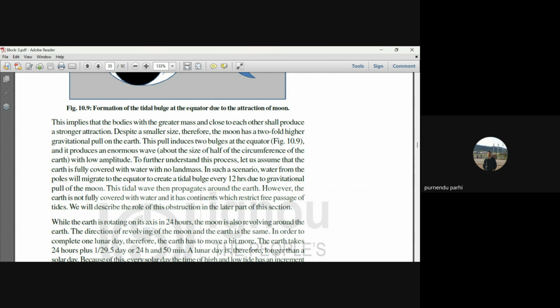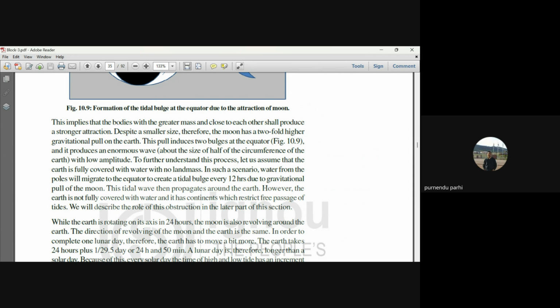Despite its smaller size, therefore, the moon has a twofold higher gravitational pull on the earth. This pull induces two bulges at the equator and it produces an enormous wave with low amplitude. To further understand the process, let us assume that the earth is fully covered with water and has no land mass. In such a scenario, water from the poles will migrate to the equator to create a tidal bulge every 12 hours due to gravitational pull of the moon. The tidal wave will then propagate around the earth.